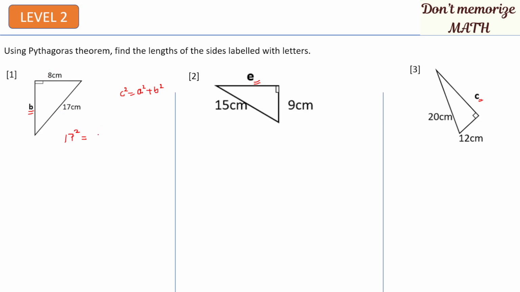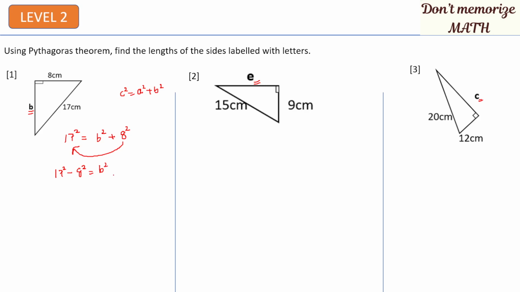So we have b square plus 8 square. Now we need to find the length of this side or the value of b. So what you have to do is take this 8 square to left side. So plus 8 square will move here, so plus will become minus 8 square. So 17 square minus 8 square equal to b square.